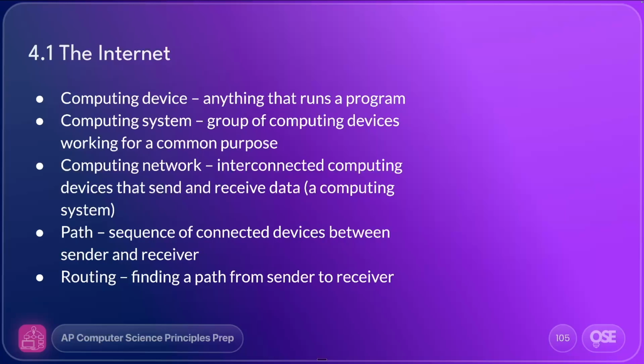First topic, internet. But before we talk about the internet, there's tons of vocabulary you have to know. A computing device is anything that runs a program. A computer system is a group of these computing devices. A computing network is an interconnected system of computing devices that send and receive data, which is an example of a computing system. A path is a sequence of connected devices between sender and receiver, and routing is the process of finding a path from sender to receiver.